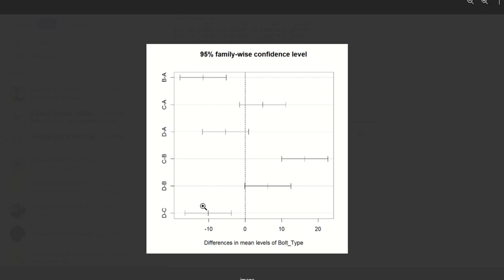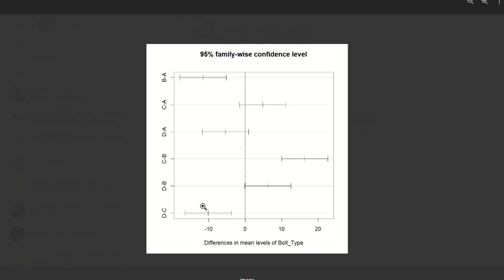So 0 is where we accept the null hypothesis. Any line which is on this side, like B and A, is significant, and any line on this side, like C and B, is also significant. Any line which is around 0, you can accept the null hypothesis there. So now you can see the marginal case as well.